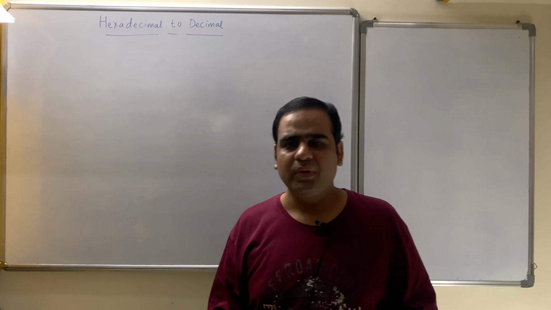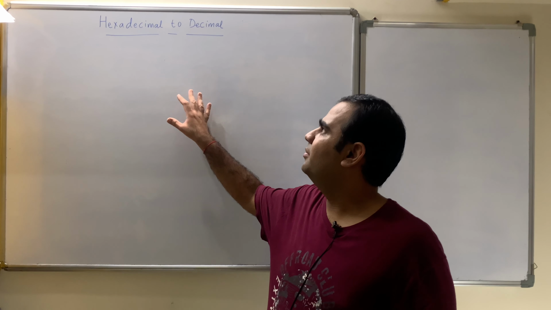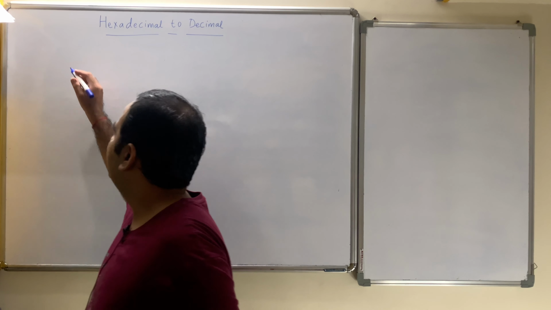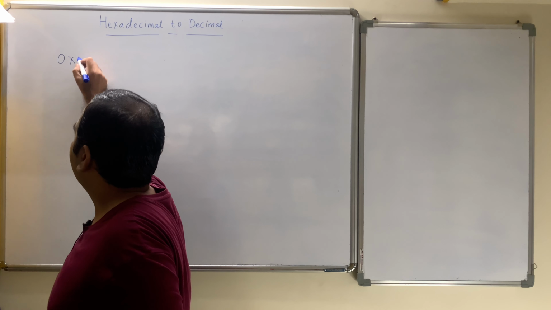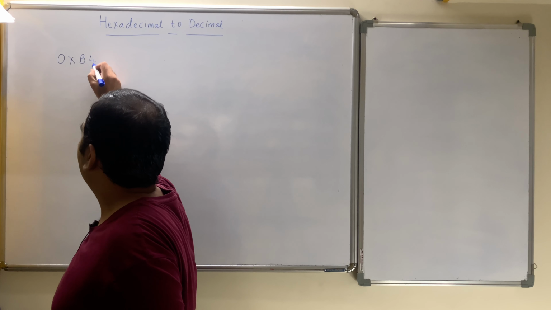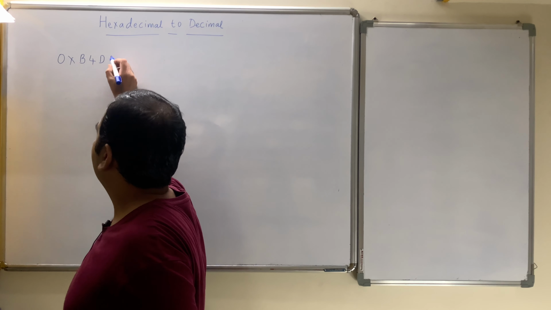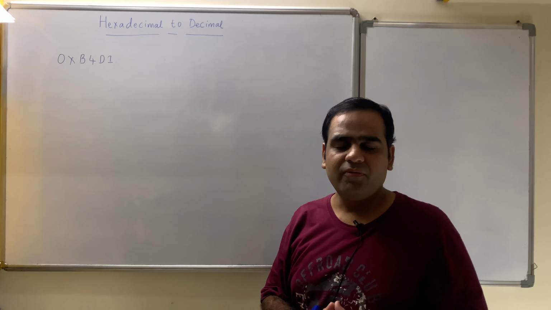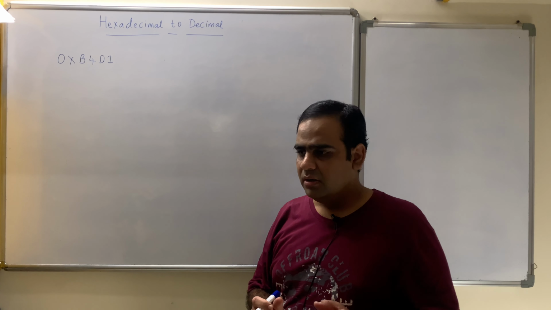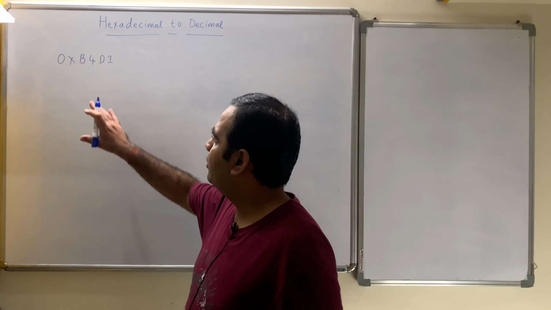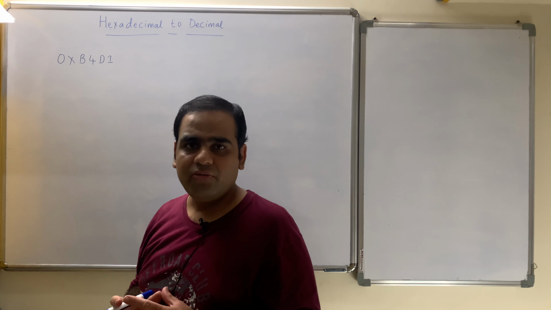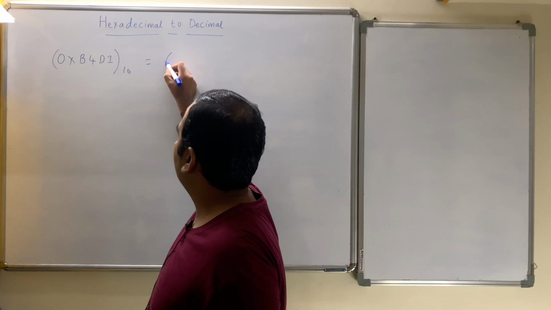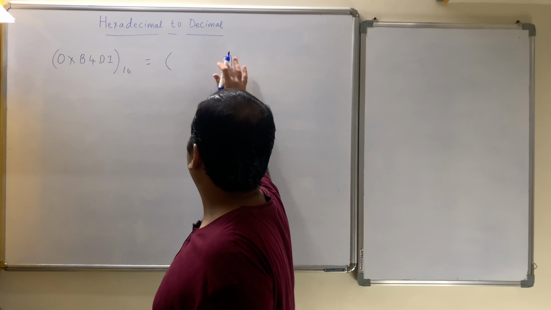Let us see how do we convert a hexadecimal number to decimal. Let's take an hexadecimal number 0xb4d1. Now we know that this hexadecimal is of base 16 and we want to know it is what number in decimal.